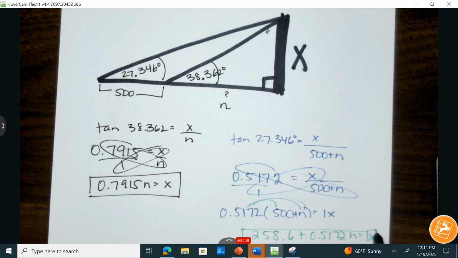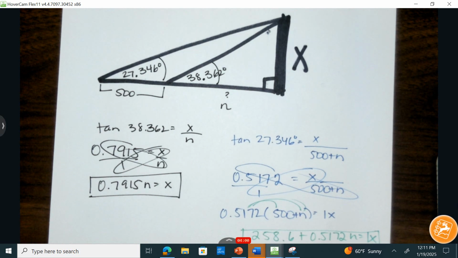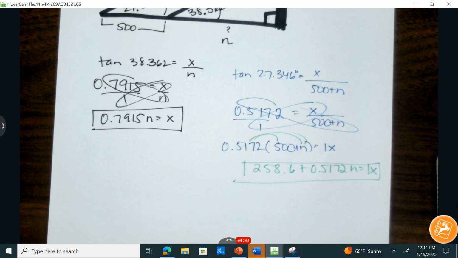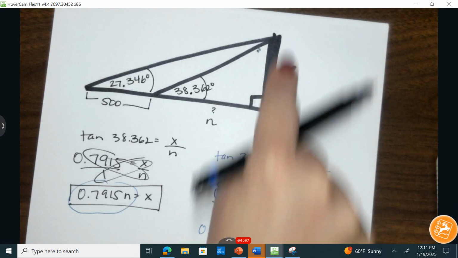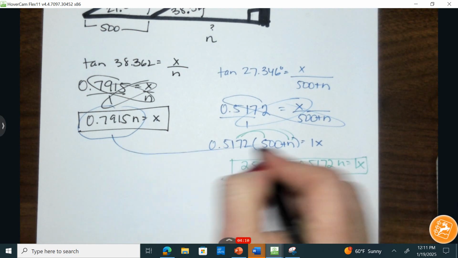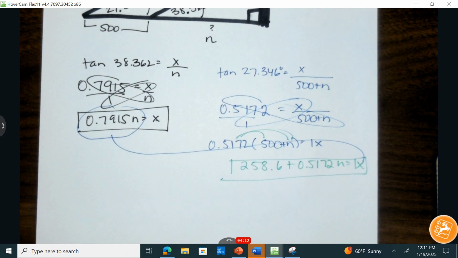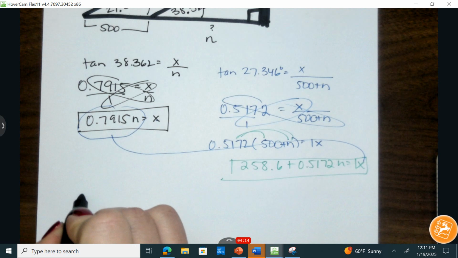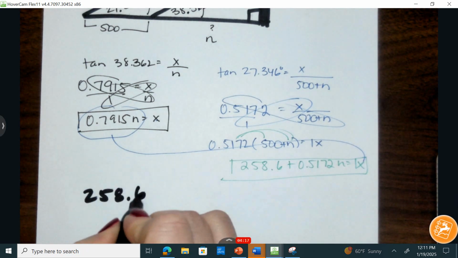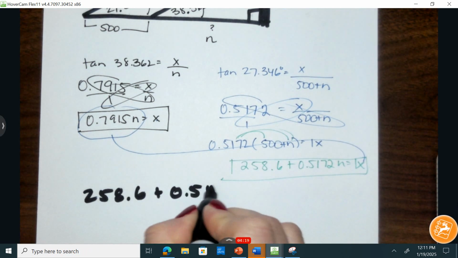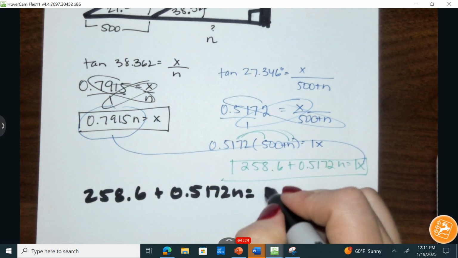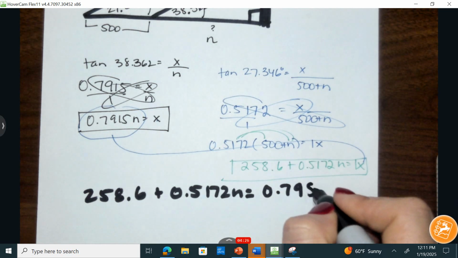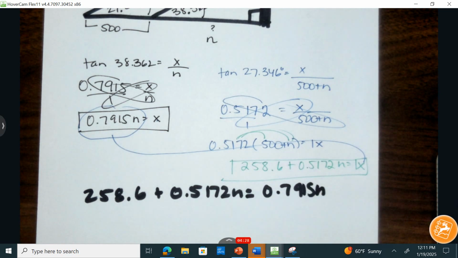You can see I have 2 statements in which X has been isolated. So what I'm able to do is take this quantity, which is equivalent to the same X we spoke about up here, and replace X with this quantity. It doesn't equal 1x, it equals what X is, which is 0.7915n. All right, let's go ahead and solve for n.